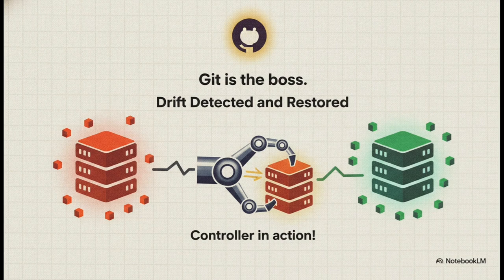If you have self-healing enabled, the controller will automatically overwrite that manual rogue change and restore the deployment exactly back to the Git-defined state, period. Git is the boss. It enforces that consistency continuously, no matter what happens at 2 a.m.